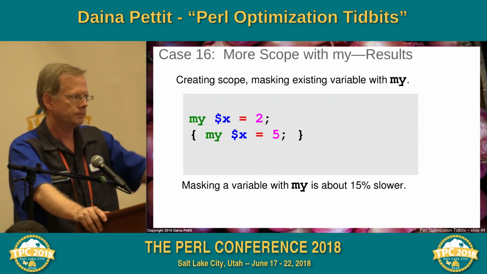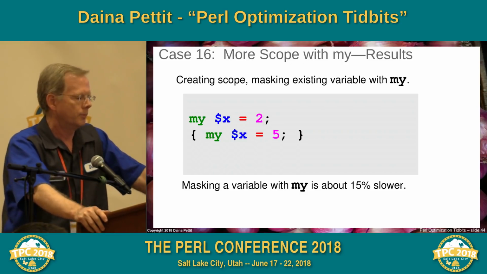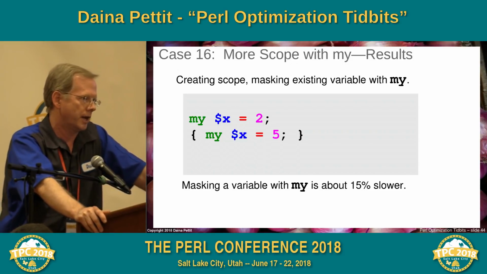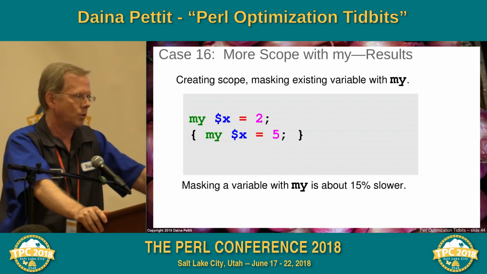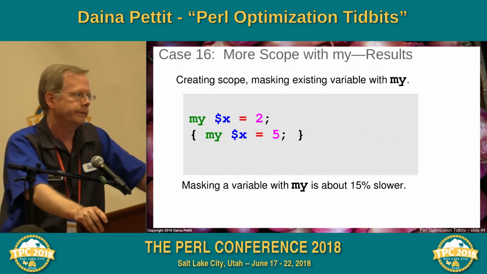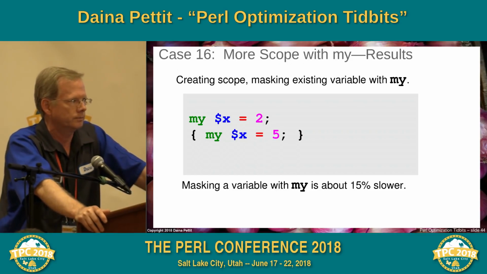Yes, question? That's in comparison with creating a completely separate variable? This is where you're creating a separate variable that masks one that's at the outside scope. But it's 15% over what's the alternate case? The alternate case would be not having the my in there at all, or having a different variable. So if we say my y, it would be 15% more expensive to do my x.